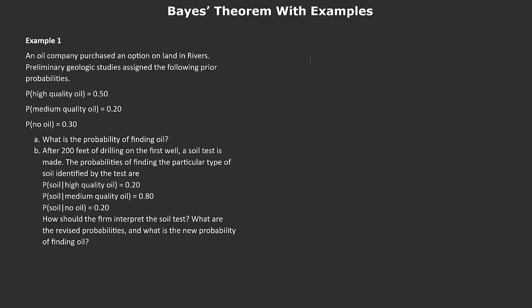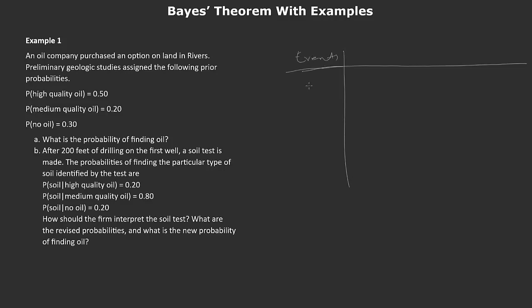So let's take a look at this example. Here you've got an oil company purchasing a land that has prospect of having oil. And there are three possible events that could happen here. So this is how you document these problems. The first thing you do is to itemize the events.